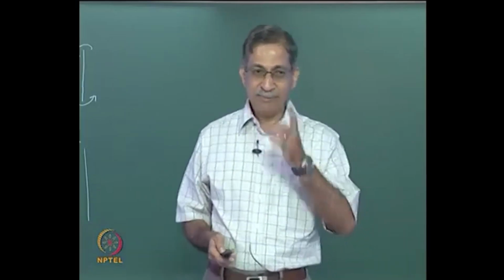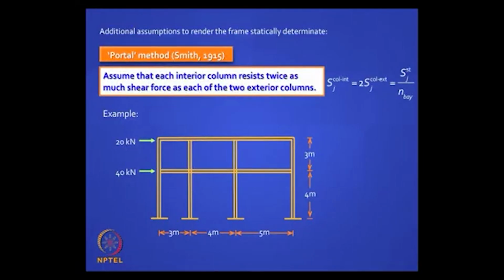So let us look at the portal method. The assumption here is, assume that each interior column resists twice as much shear force as each of the two exterior columns, okay. You will find that this one simple assumption cracks the problem beautifully. Now let us take this example, I want you to do it, we will do it together. I have given you an assignment of a similar kind. It is a 3-bay 2-storied frame.